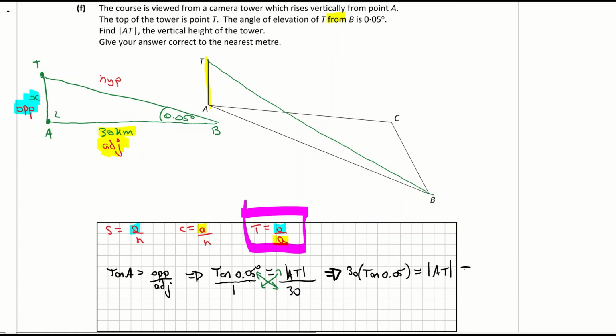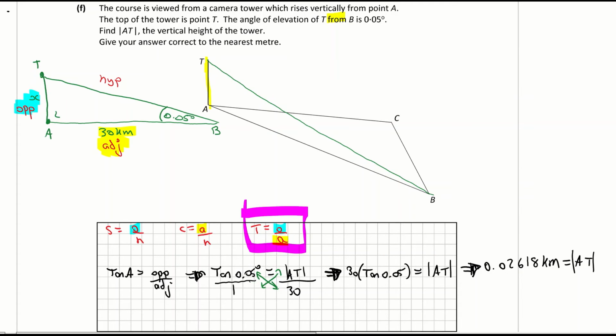And when I solve that, I'll just keep going this way, make it a little bit easier. Hopefully you can understand all that. 30 multiplied by tan of 0.05 is giving me 0.02618 kilometers AT, because don't forget that this course is measured in kilometers.